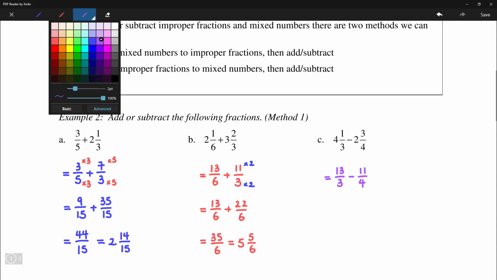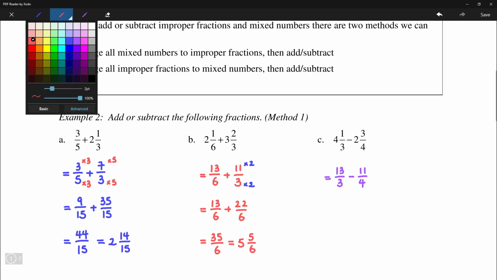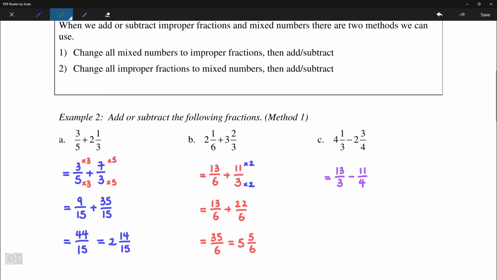In this case, the lowest common denominator is going to be 12. So we'll need to multiply both the numerator and denominator in both fractions. And in this case, we're going to end up with 52 over 12 minus 33 over 12. If we take the difference here, 52 minus 33 gives us 19 over 12. And we'll need to rewrite this as, once again, a mixed number, 1 and 7 over 12.